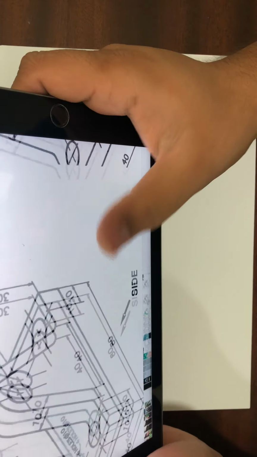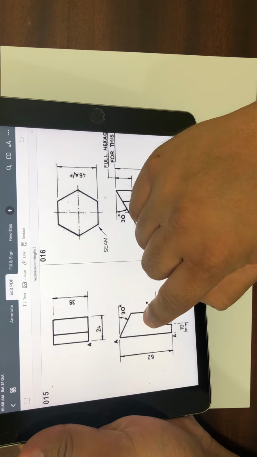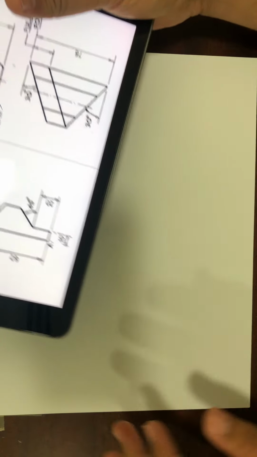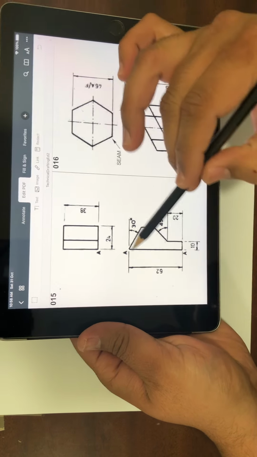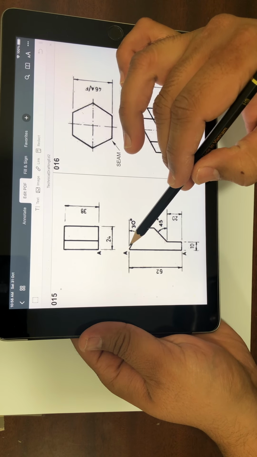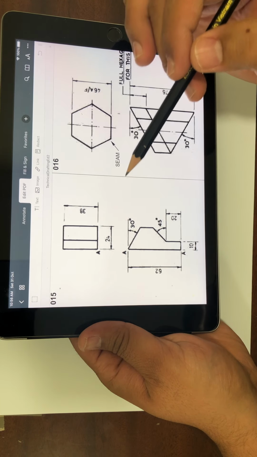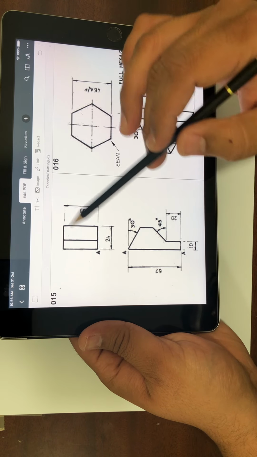Okay. Now, so this is the figure. First, what we have to do is copy this figure here. Okay, so let's draw this figure first. So first of all, we have to draw the front view, or we can draw the top view also, no problem. First let's draw the top view.